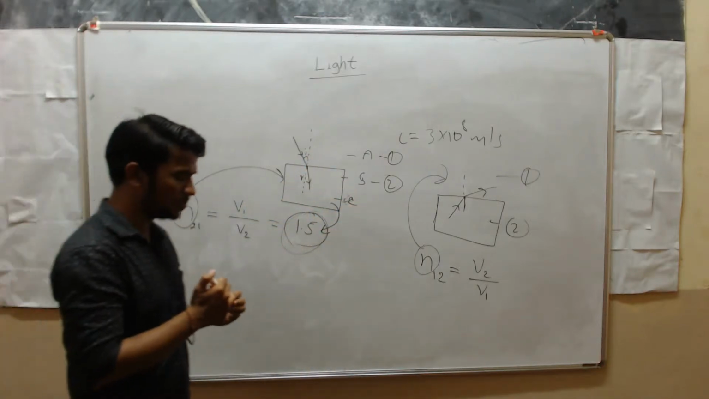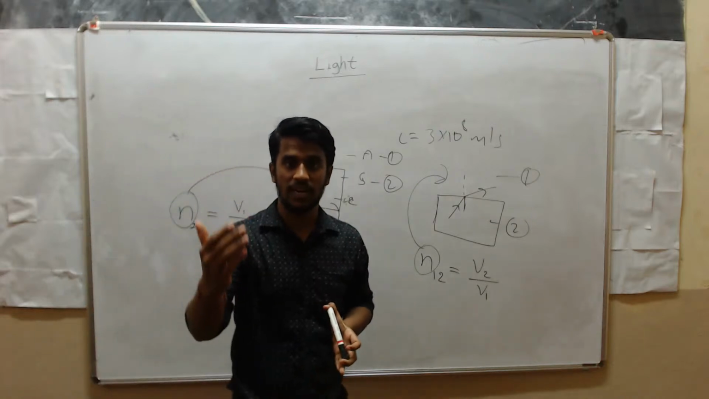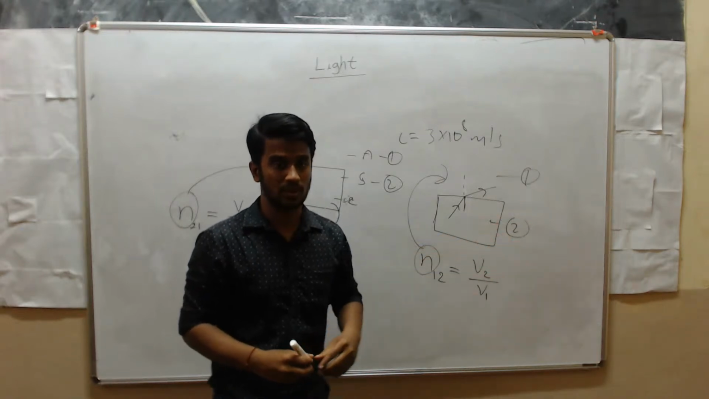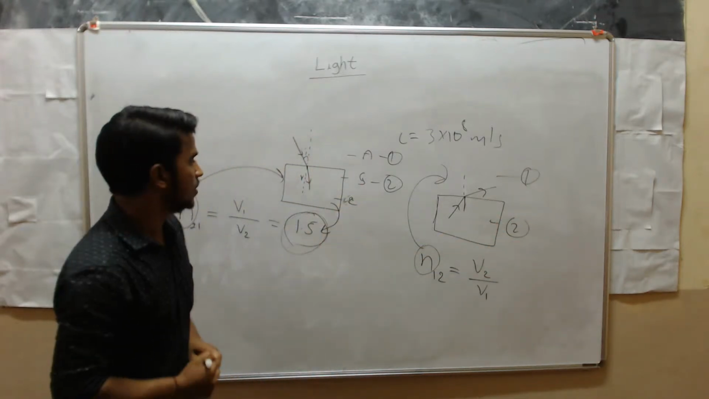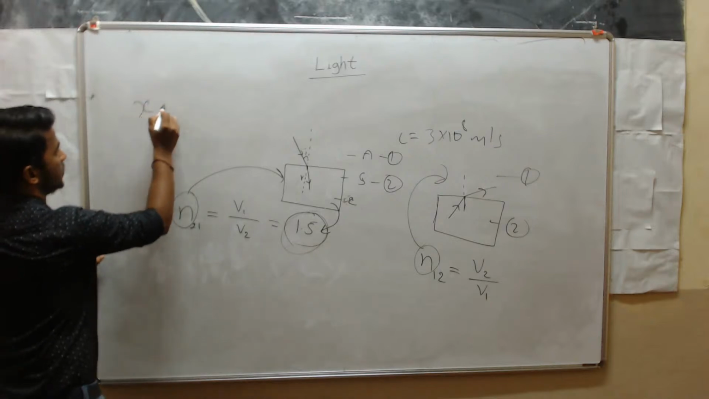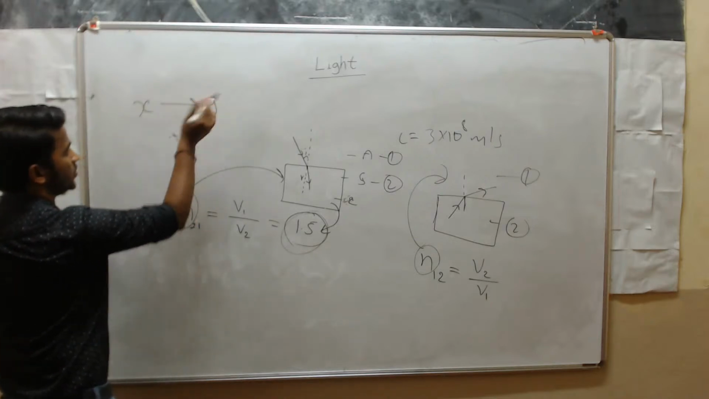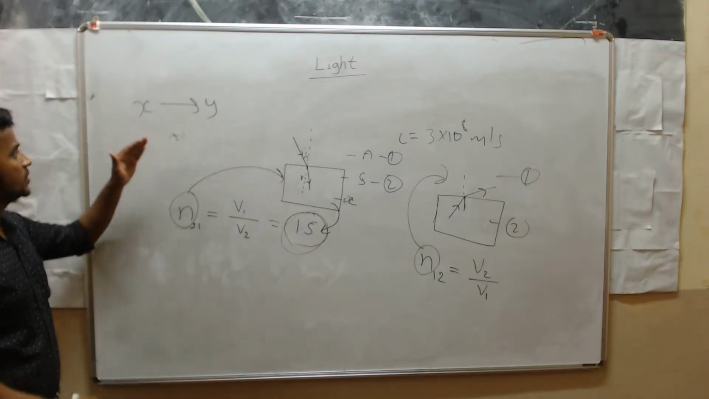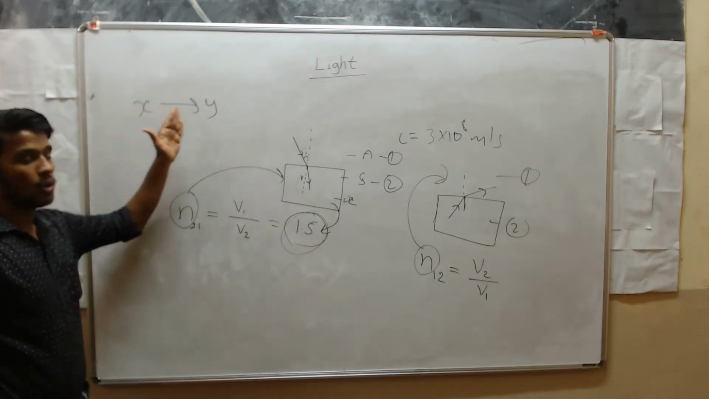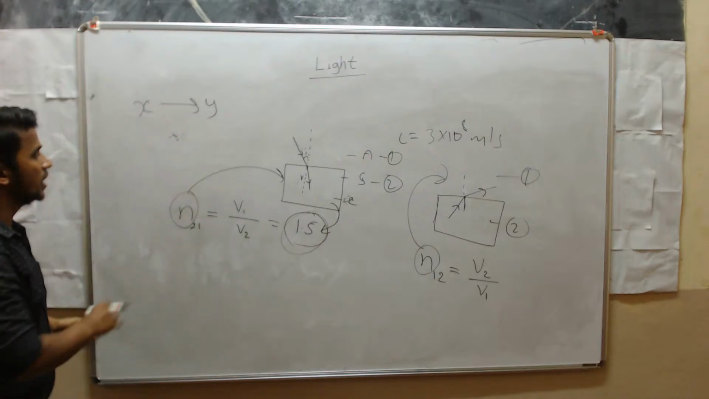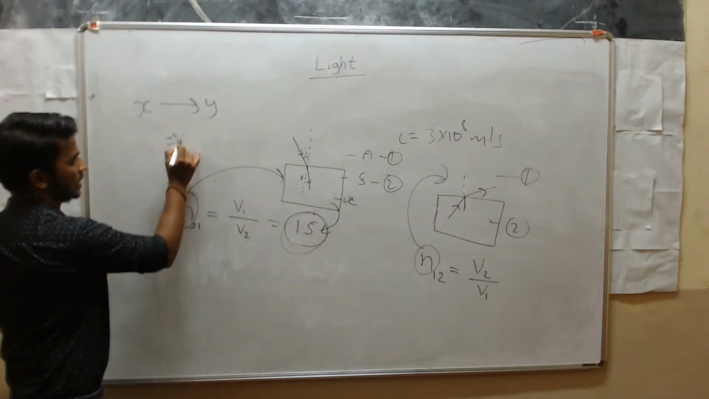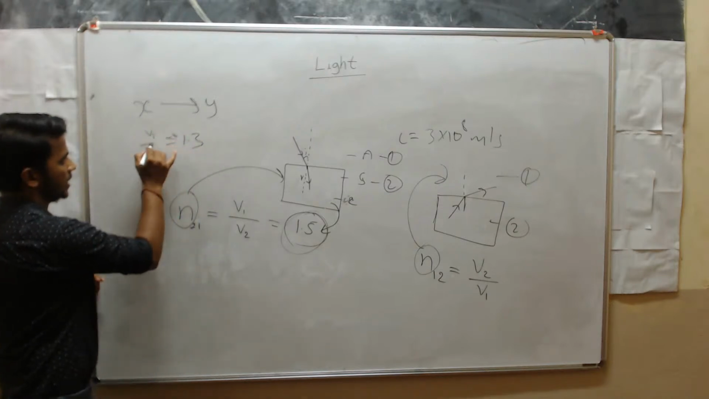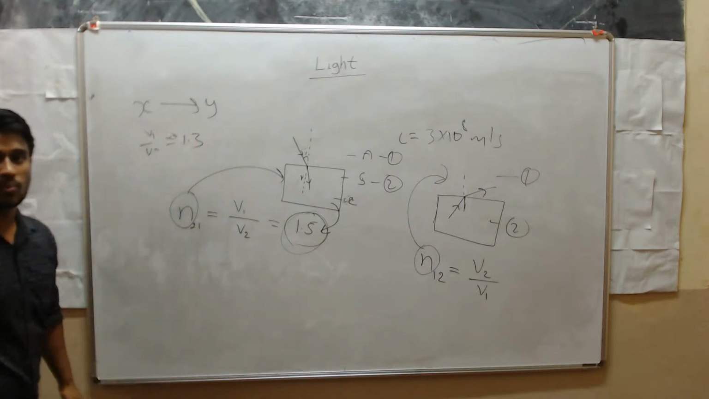See, refractive index means simple. How many times the speed of light is slower or faster than in the respective other mediums, whether it is air or vacuum, whatever it is. For example, say I am passing a ray of light from X medium to Y medium. I don't know which medium this is. Okay, I am passing a ray of light from X medium to Y medium. Okay, so here you will do the same thing. Then you will get an answer, say 1.3. Okay, by taking the ratio you get the answer 1.3.